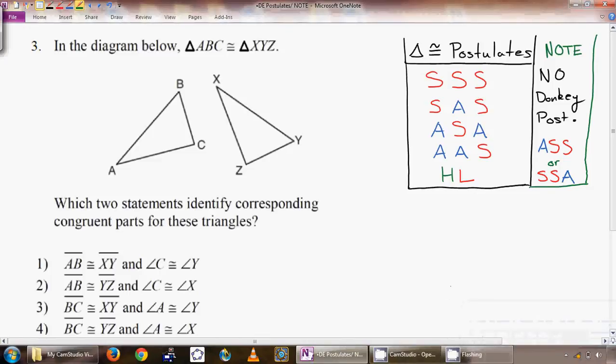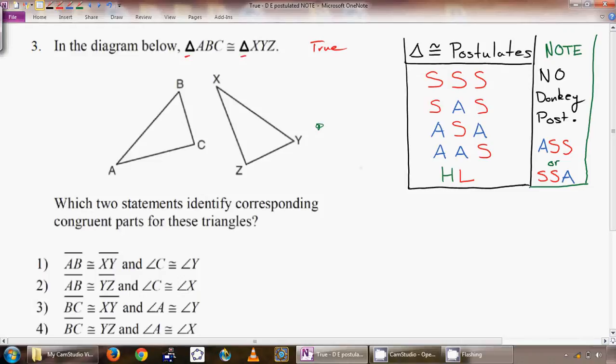Question number 3. This is kind of a weird one because they give me this nice diagram, but I'm in fact not going to use it. It actually makes it a little bit more difficult. There's a trick to this. So they're telling me in this diagram, I know this is true. I know that that statement is true, that this triangle is congruent to that one.